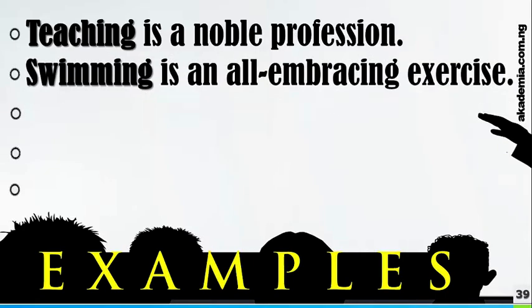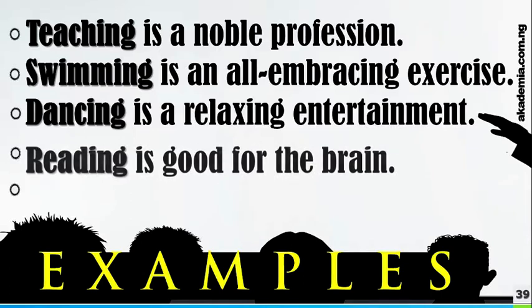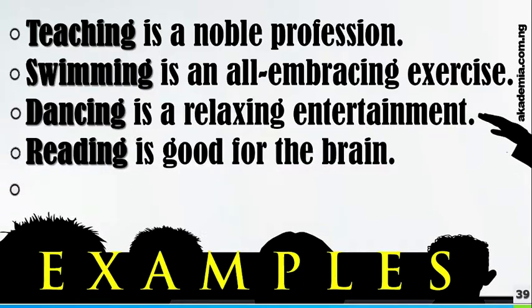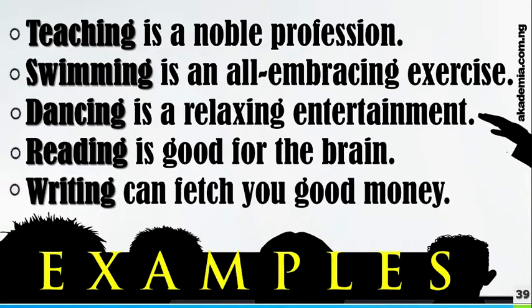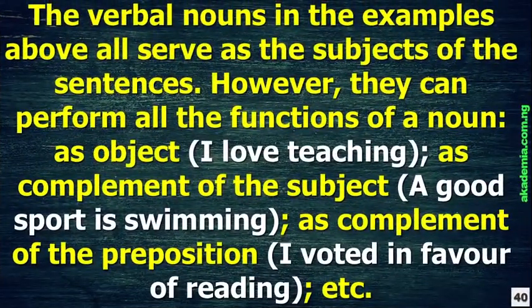Swimming is an all-embracing exercise. Dancing is a relaxing entertainment. Reading is good for the brain. Writing can fetch you good money. Eating is my hobby. The verbal nouns in the examples above all serve as the subject of each of the sentence where they occur. However, they can perform all the functions of a noun.